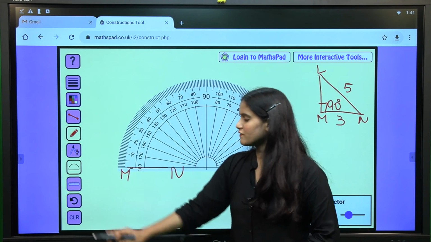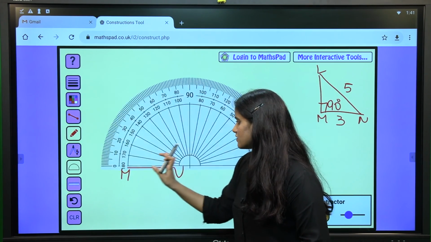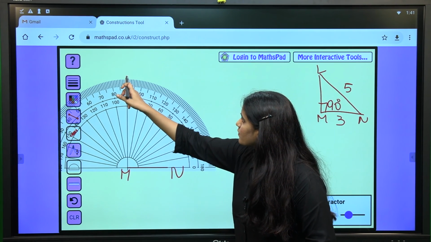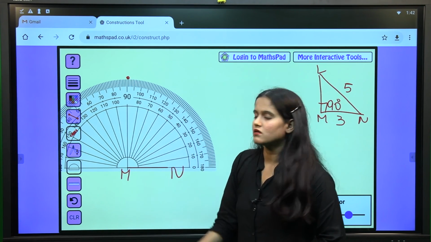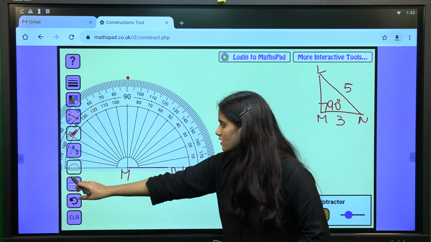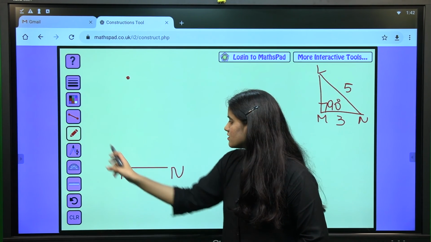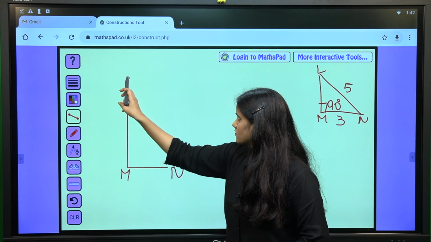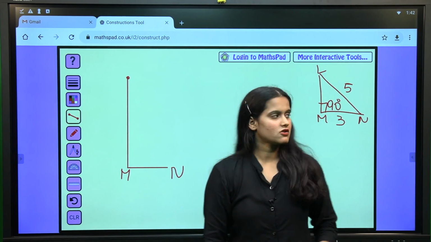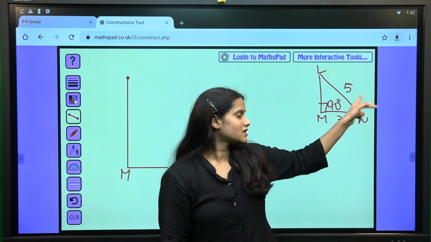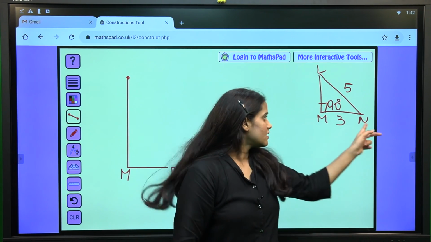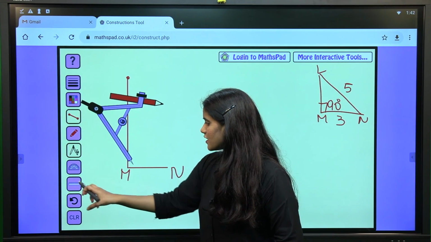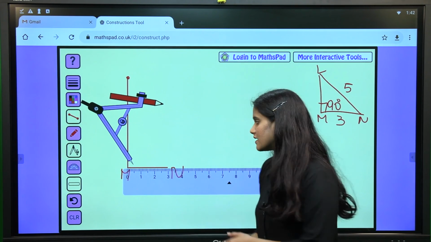Next one is construction of 90 degree. Right angle, no? So that's why it should be 90 degree. So keep it on M and mark a point at 90 degree and then join these 2 points. That is also done. 1, 2. Next one is construction of N and L, or LN I can say. So take a compass. You need to measure the 5 centimeter.